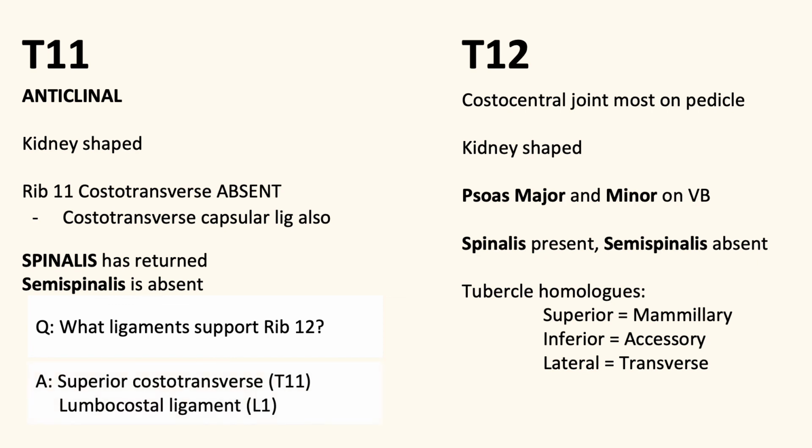So know those guys. Which ligament supports rib 12? That one's going to be unique again. So the superior costotransverse ligament is going to be reaching down from T11, and then the lumbocostal ligament from L1 is going to help support it as well. So that's on page 103. That one's a pretty common test question.